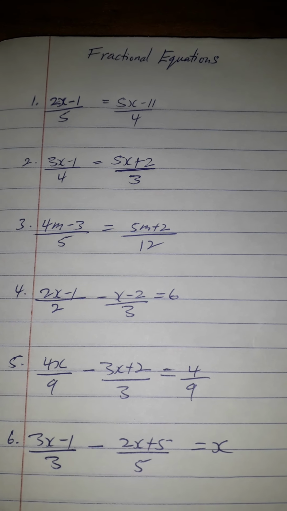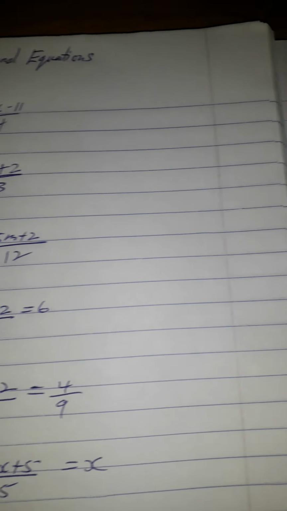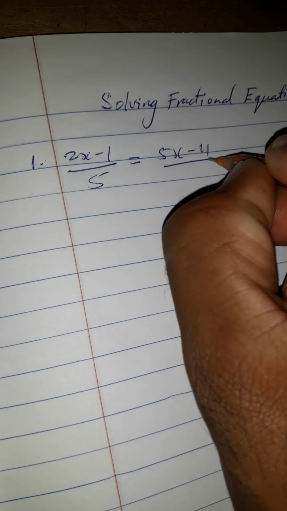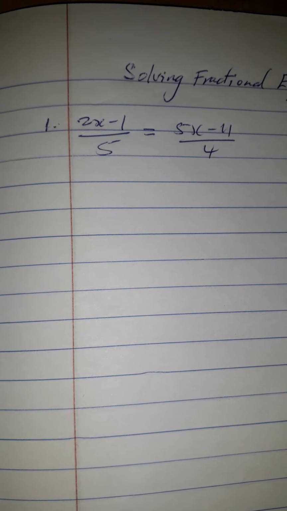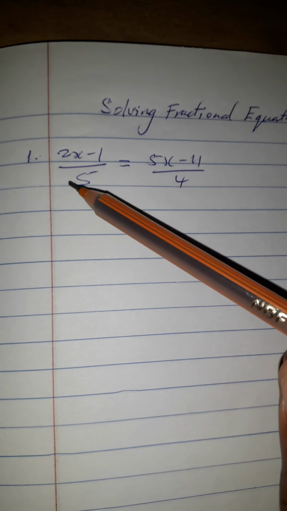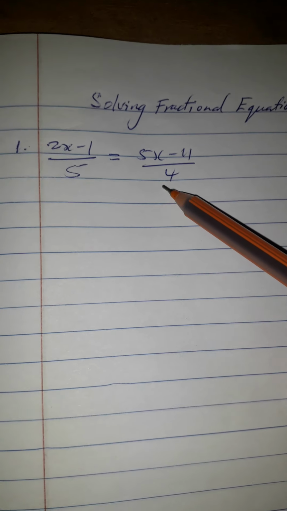Alright, we'll be looking at solving fractional equations. Let us try an example: (2x minus 1) over 5 equals (5x minus 11) over 4. Okay, here we have a fractional equation. We have one fraction on the left hand side and one fraction on the right hand side.